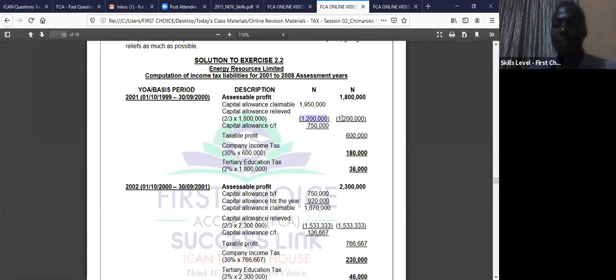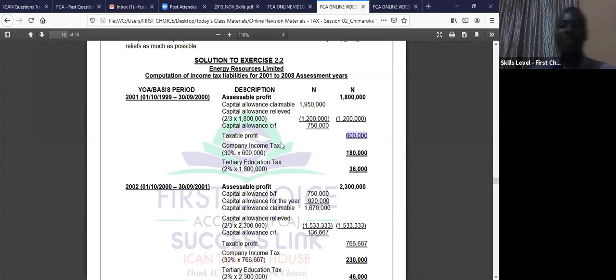Why do we put it here? It means that the 1.2 million you claim, you are claiming against profit. So when you use it to deduct from your profit, this is the remainder of your profit that you will charge to tax. Note that you are not doing it two times, you are just doing it once, but it has a doubling effect. It reduces your capital allowance, so this is the balance to carry to next year. It also reduces your profit, so that you will be charging tax on 600,000.